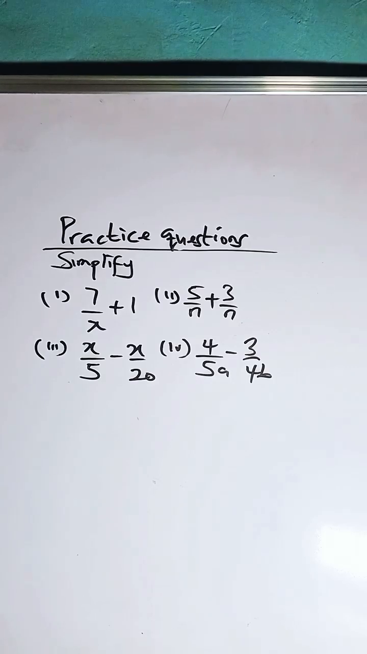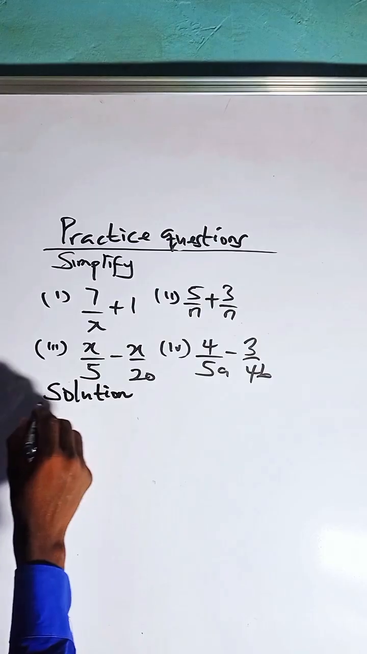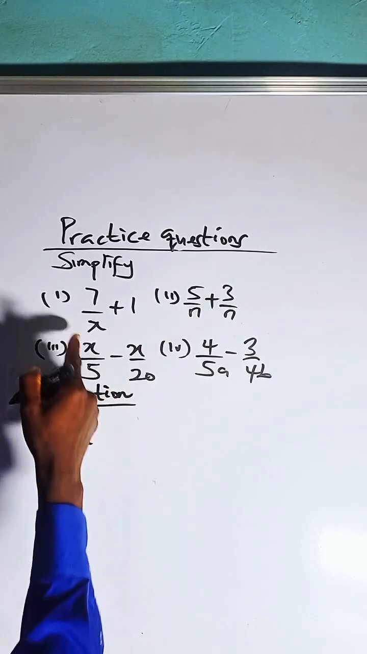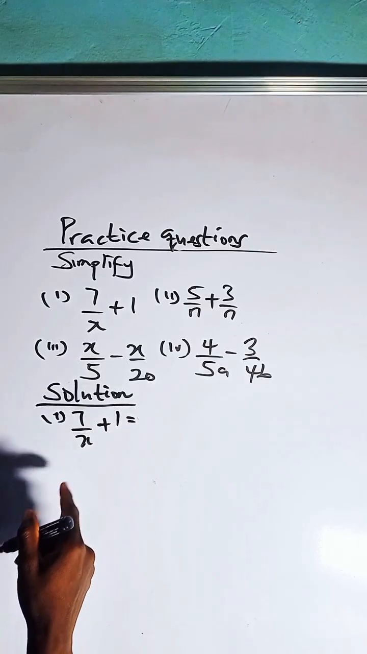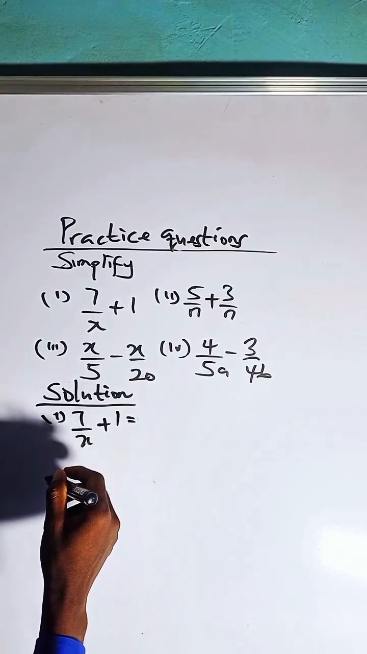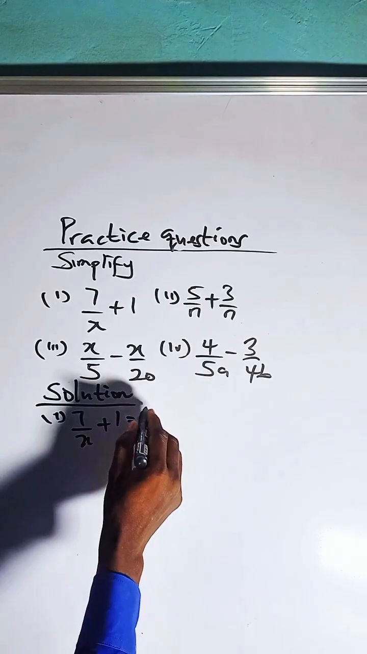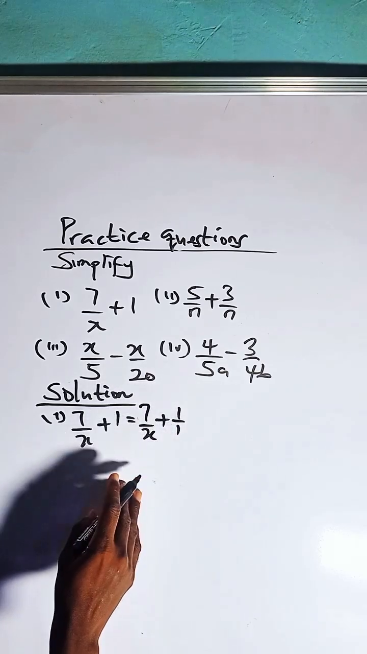The question says we should practice these questions. So these are algebraic fractions, so we should simplify them. So how do we do the solution? Okay, so we have the first one that has 7 over x plus 1. When we look at this, we have a whole number standing, so it has 1 as its denominator, so we have this as 7 over x plus 1 over 1.